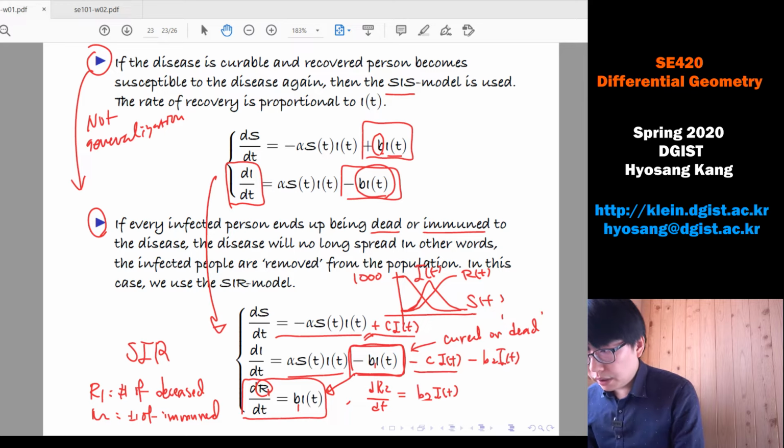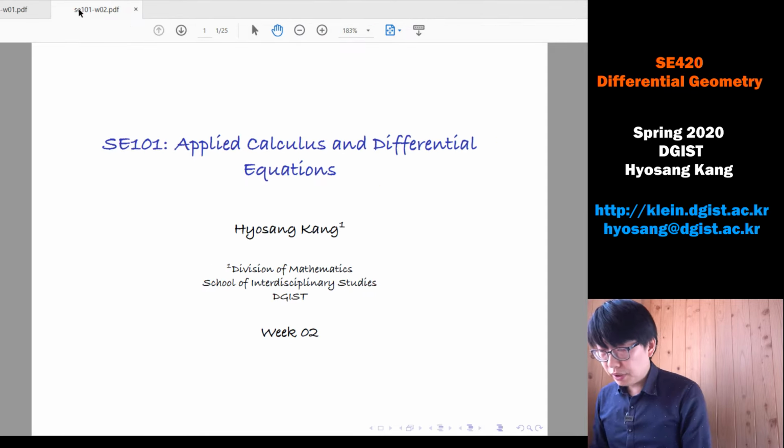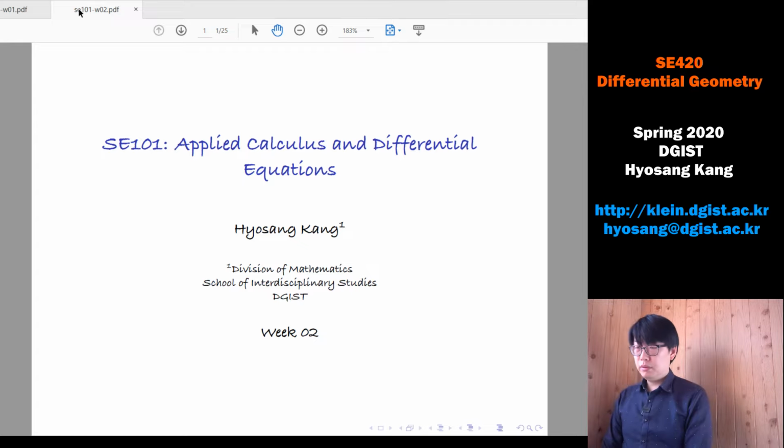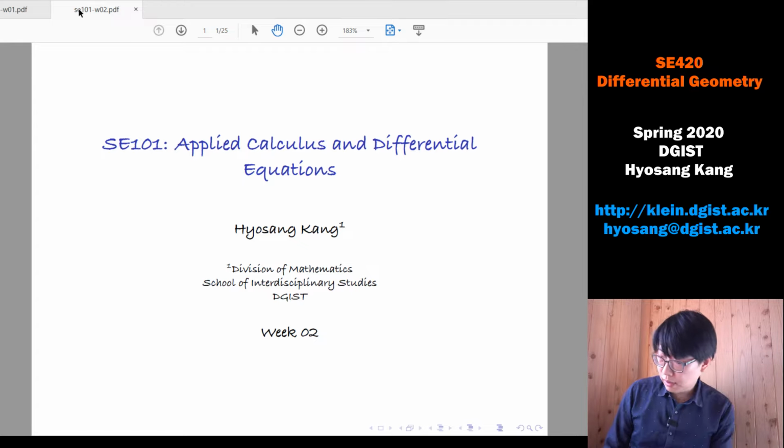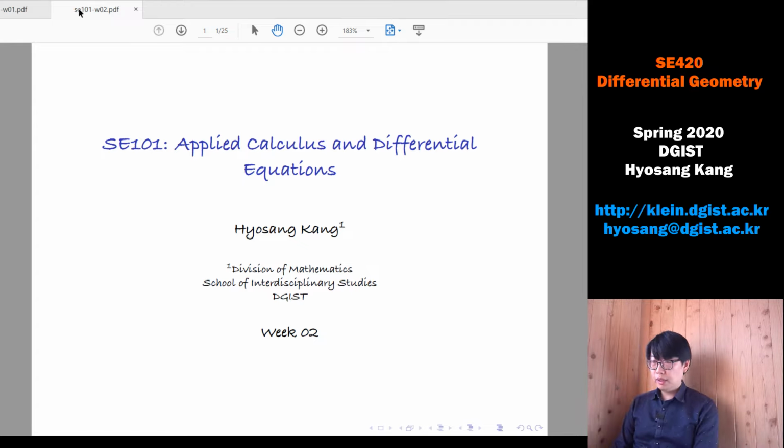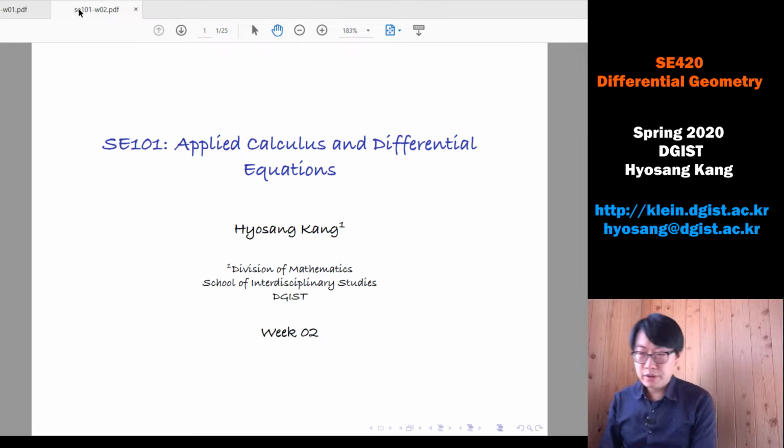Okay, let's move on to the second week. The second week is somewhat familiar material, so I'm not going to give detailed examples. Instead, I'm going to explain how I understand important theorems in calculus and how you have to consider these properties of calculus in order to understand differential equations.